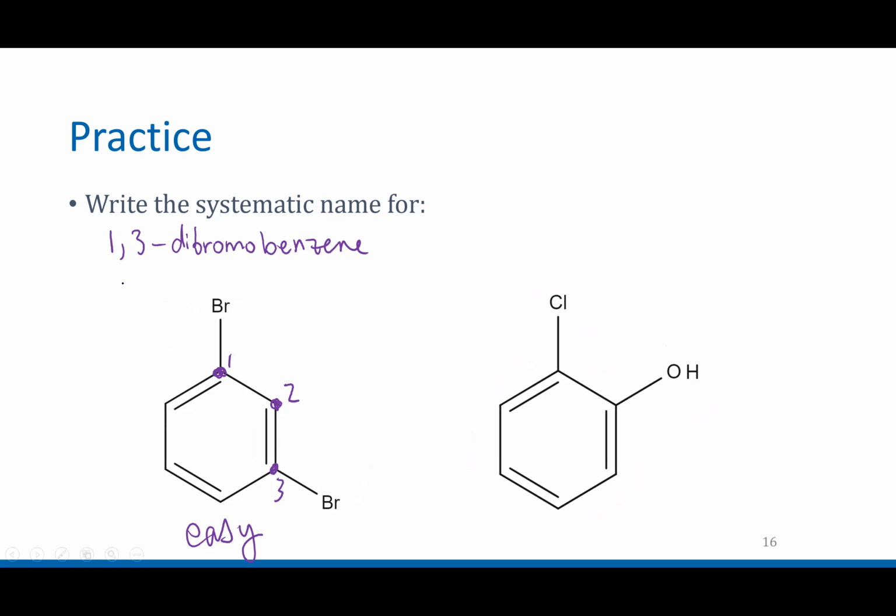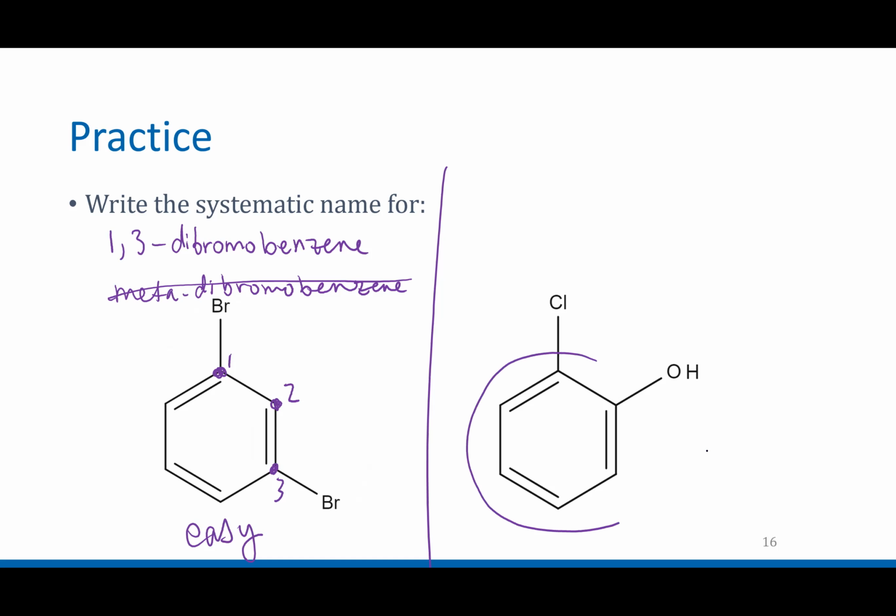Okay, you could call this meta-dibromobenzene. But honestly, guys, between me and you, I would stick with the numbers because the numbers are what we did in chapter 2 and chapter 3. So this one's a pretty straightforward one. This is 1,3-dibromobenzene. If these were methyl groups, it would be 1,3-dimethylbenzene, but it's not a methyl group. It's a bromo group. So 1,3-dibromobenzene. That's an easy one. This one on the right here is a little bit more challenging.